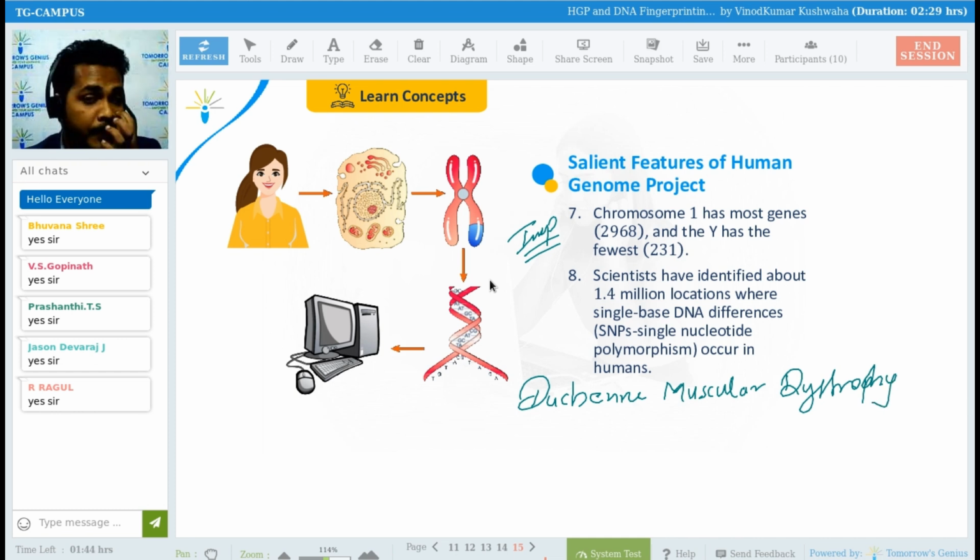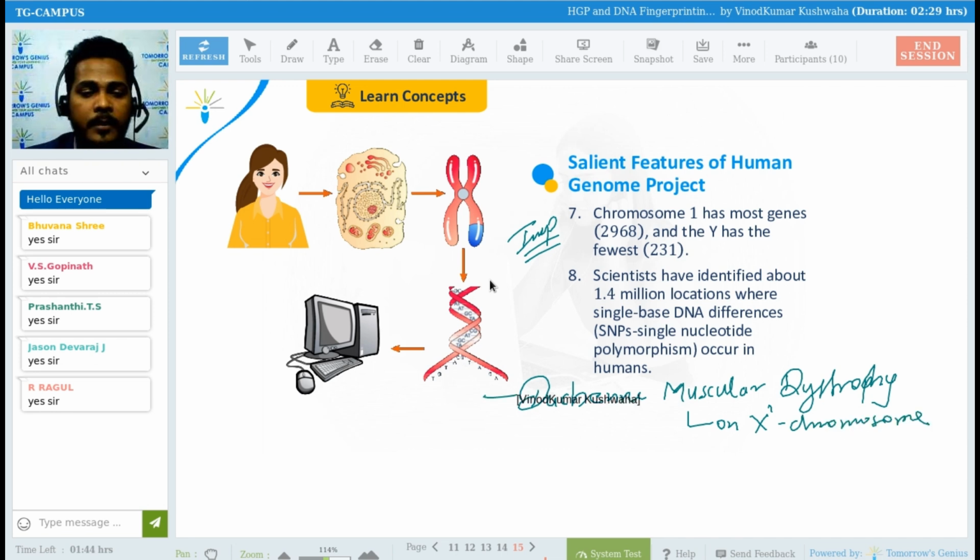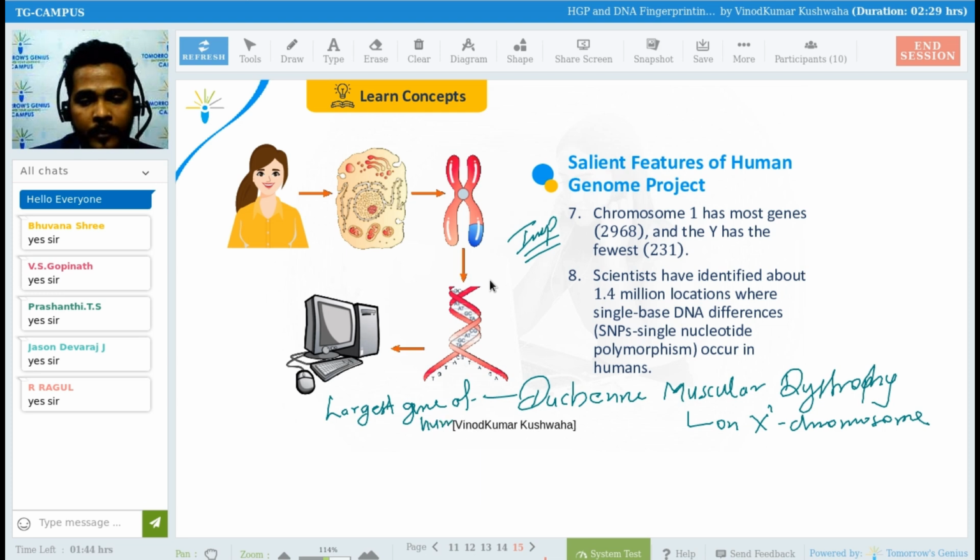Okay, and where is it present? It is present on the X chromosome. This was the largest gene of the human body. Is this clear?